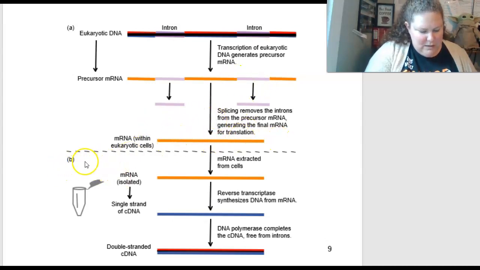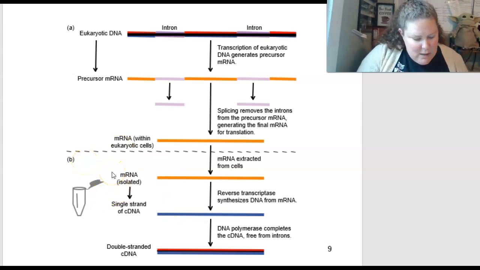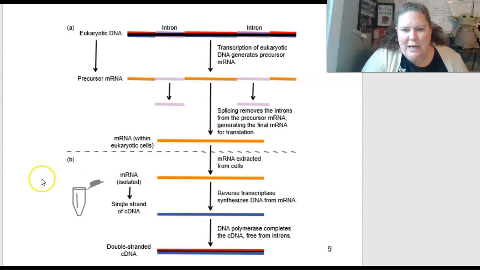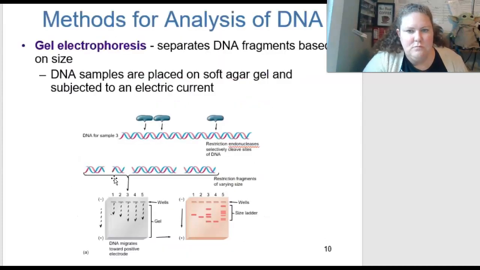So then in B, this strand is going to be converted in a test tube, because remember, this is happening outside of the body, to a single-stranded DNA by reverse transcriptase and a double-stranded DNA by a polymerase. And then this copy of DNA that is named cDNA can then be transcribed and translated by the bacteria. Okay, so that's what's going on in that figure. And again, that's figure 10.3 in your book.